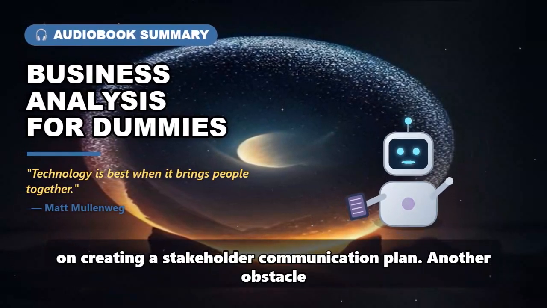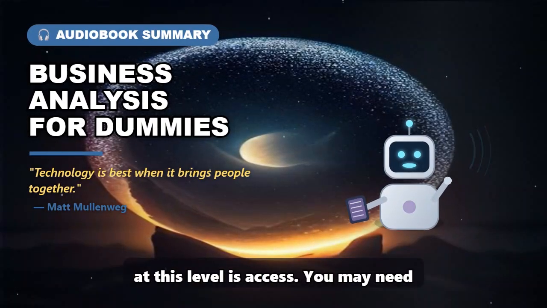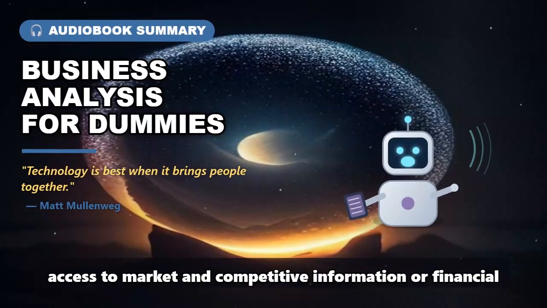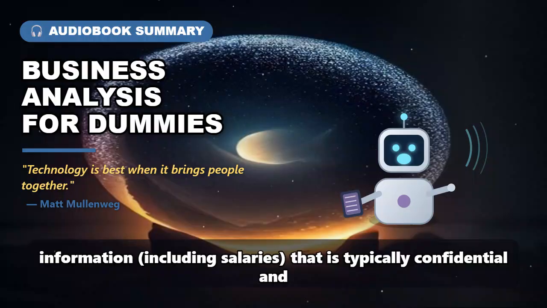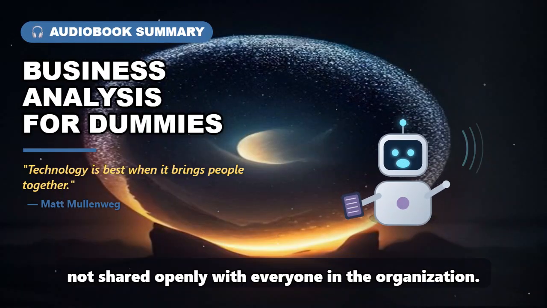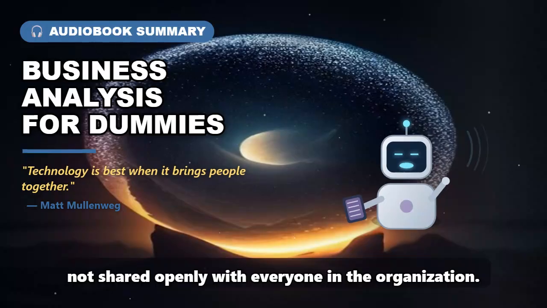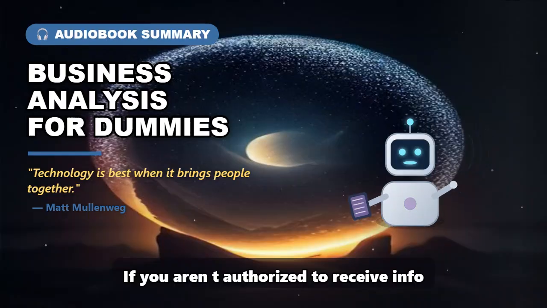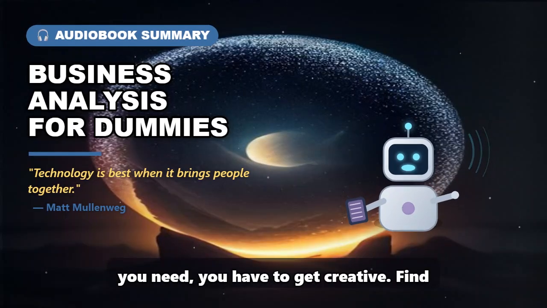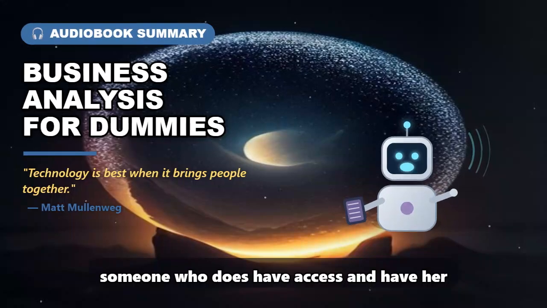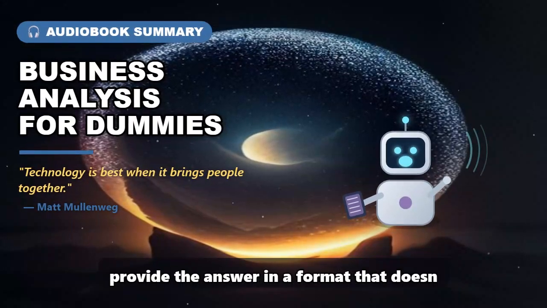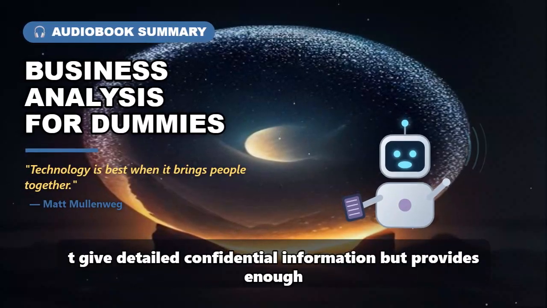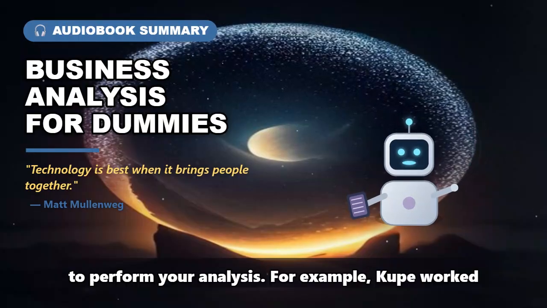Another obstacle at this level is access. You may need access to market and competitive information or financial information, including salaries, that is typically confidential and not shared openly with everyone in the organization. If you aren't authorized to receive info you need, you have to get creative. Find someone who does have access and have her provide the answer in a format that doesn't give detailed confidential information, but provides enough to perform your analysis.